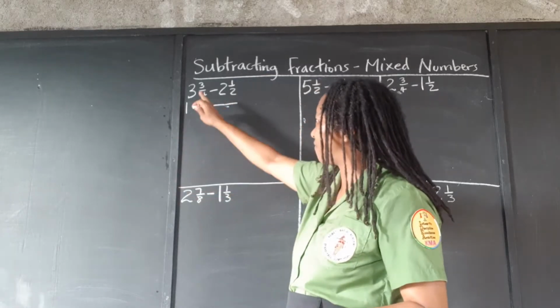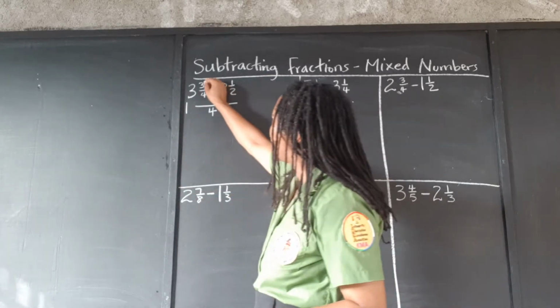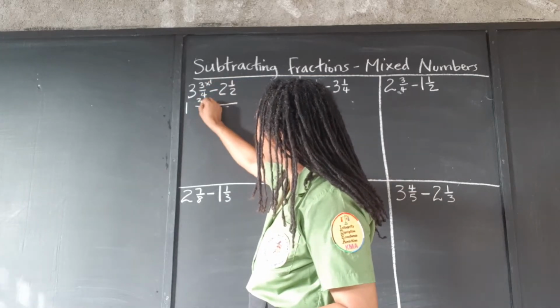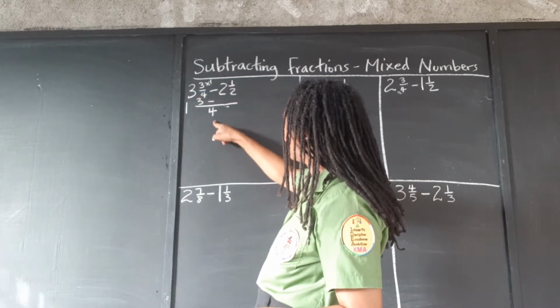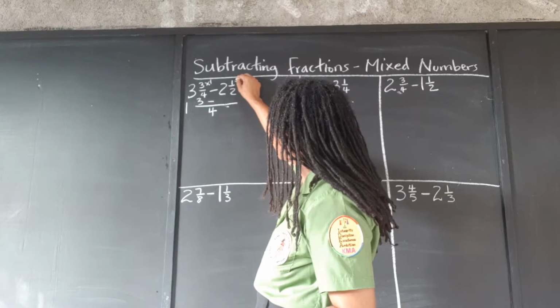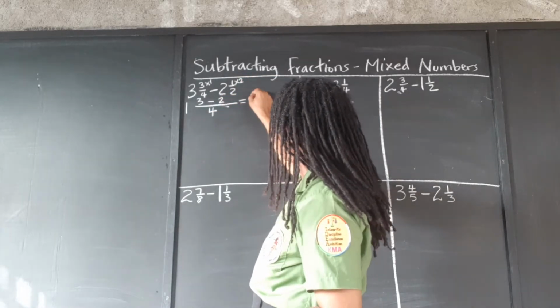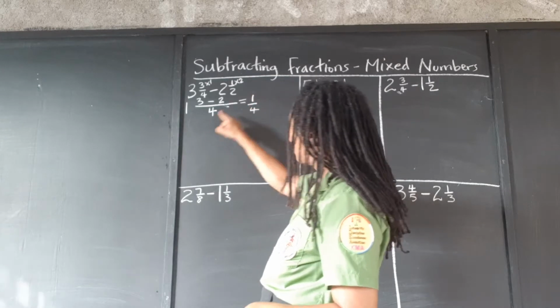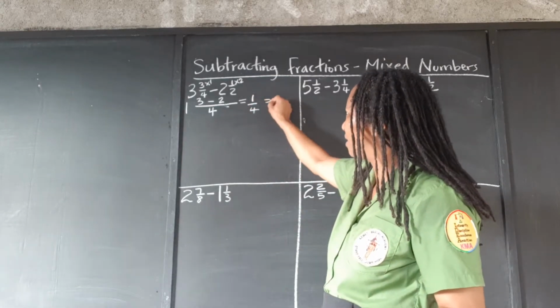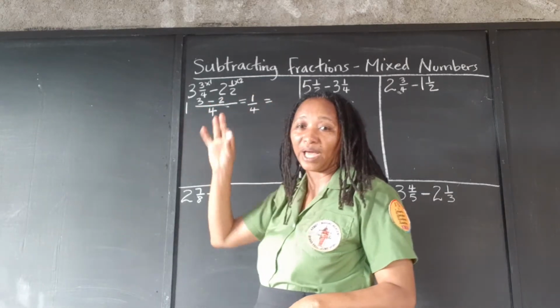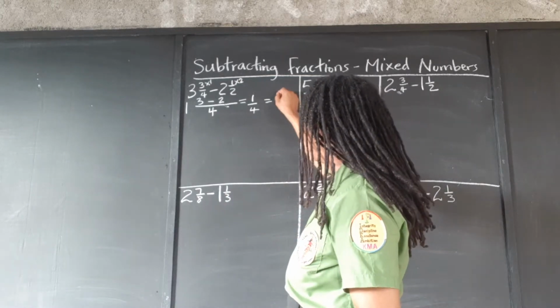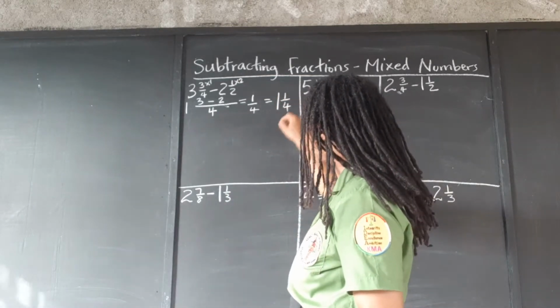Now we're going to say 4 goes into 4 once. 3 times 1 gives 3. 2 goes into 4 2 times. 1 times 2 is 2. 3 take away 2 is 1, and we put that back over the denominator. And finally, we go for the whole number that we had put aside and include that with the answer.